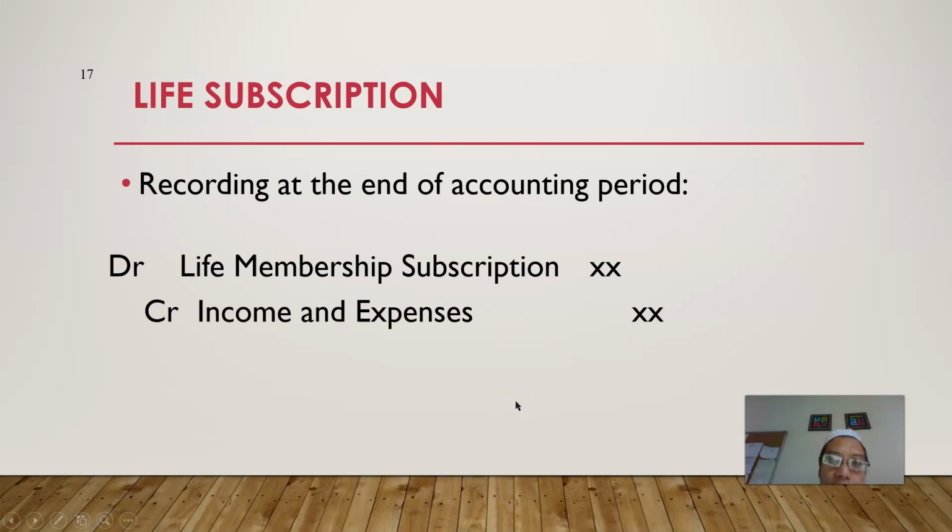But at the end of the current accounting period, we must apportion some of the amount paid by the member as revenue in the current year. Therefore, the recording for that will be that we debit the life membership subscription in order to take out a portion from the life membership subscription account, and then we send it off to income and expenses for us to recognize it as revenue for the current year.